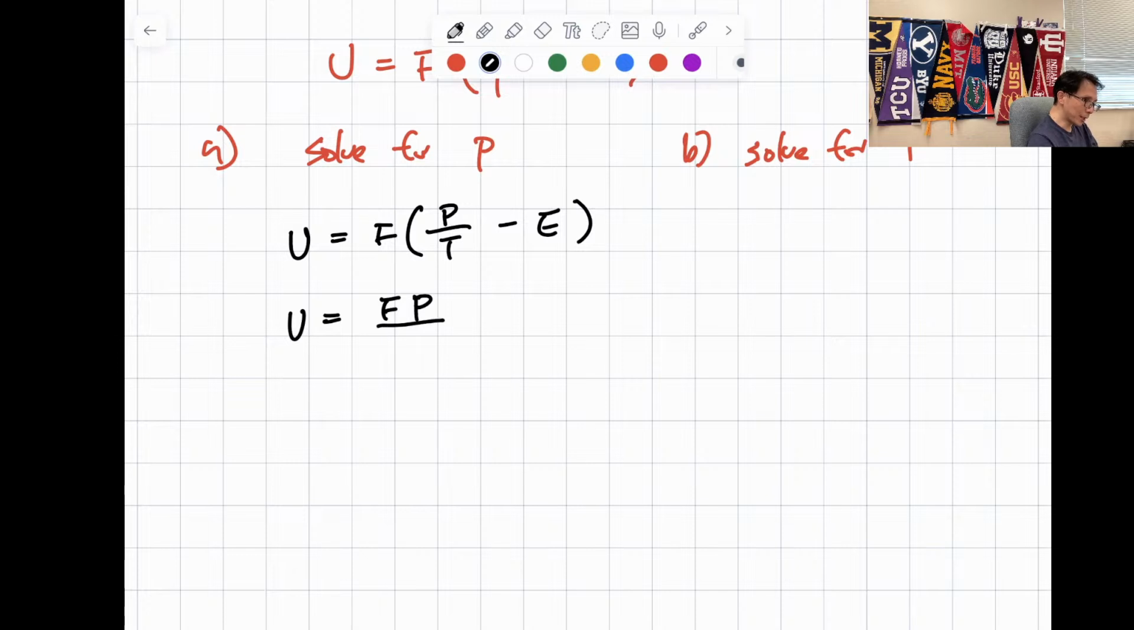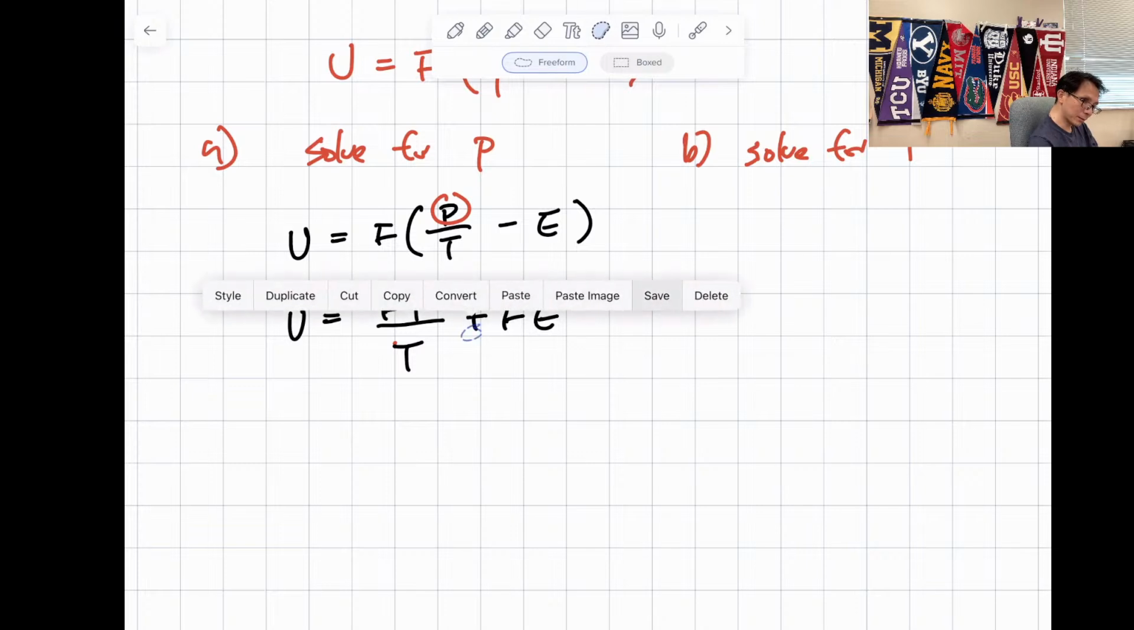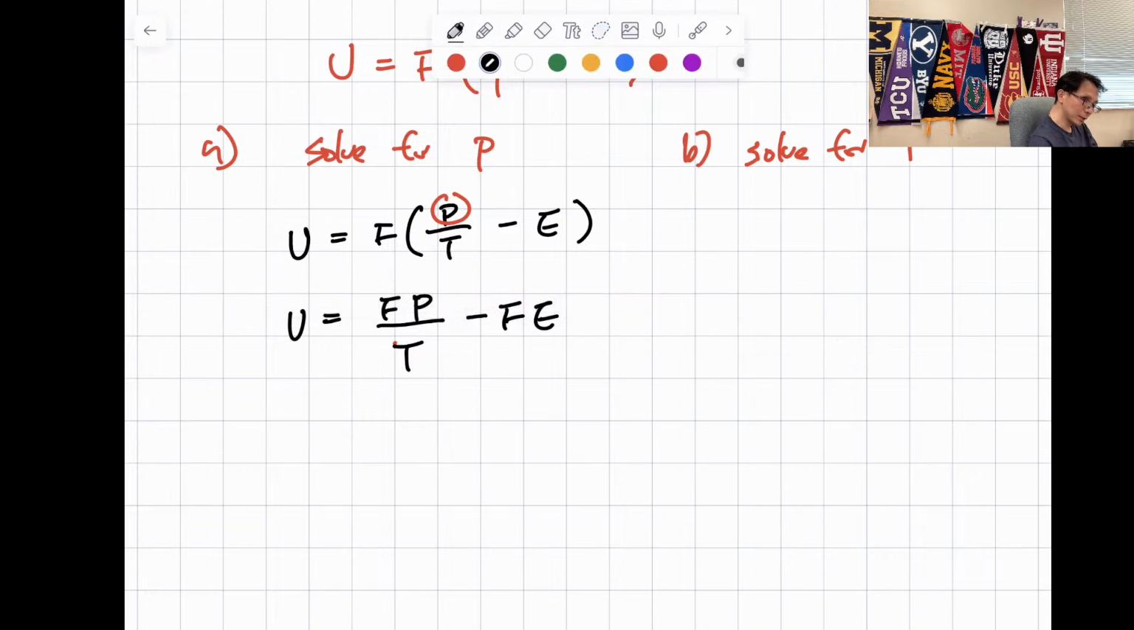So I'm going to distribute because this is a term inside the parentheses. Is that okay? Fp over T, right? Plus Fe, right? Minus Fe, sorry. I misread it. Is that okay? And then the P is on this side, so I need to move the Fe to the other side, so plus Fe on both sides. So it'll be U plus Fe equal to FP over T.